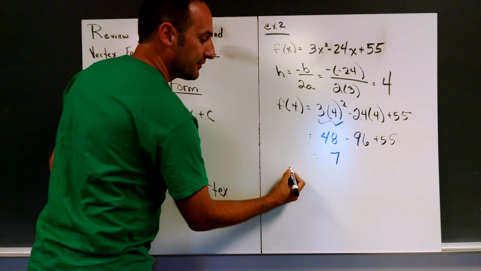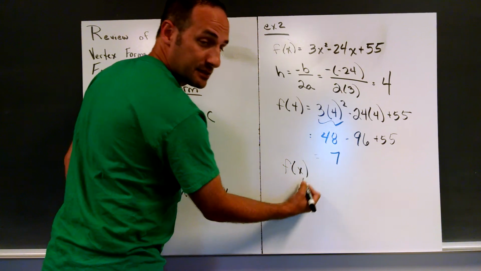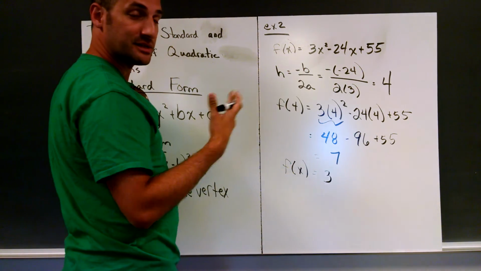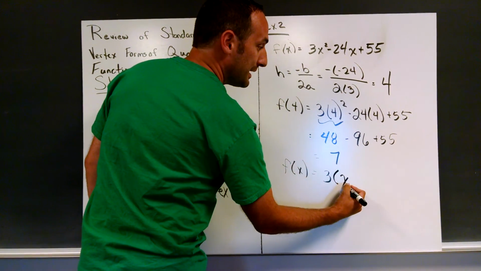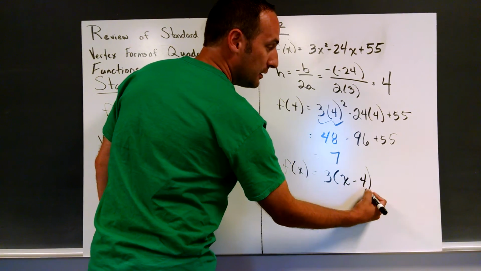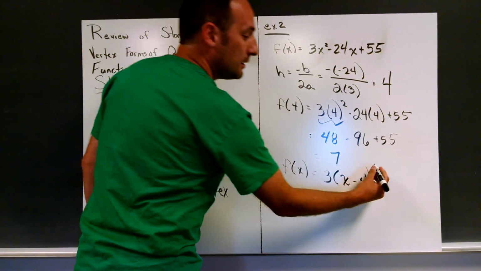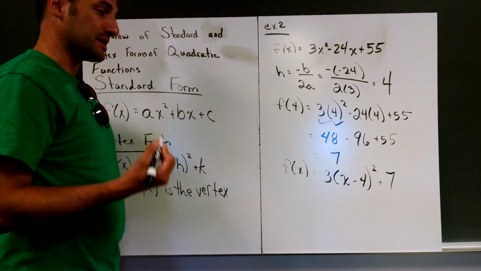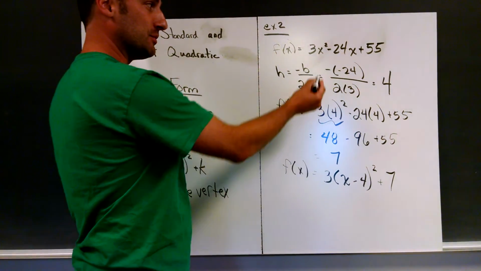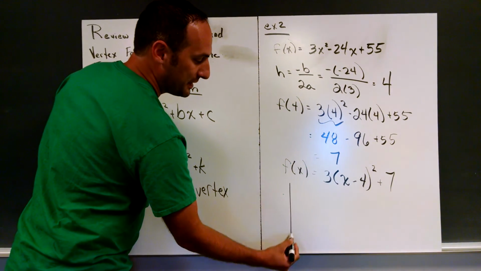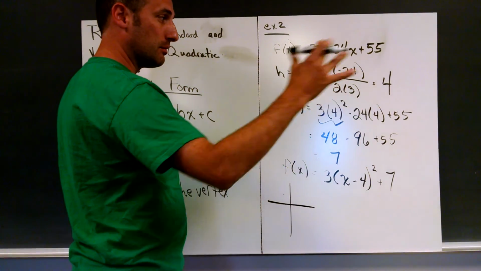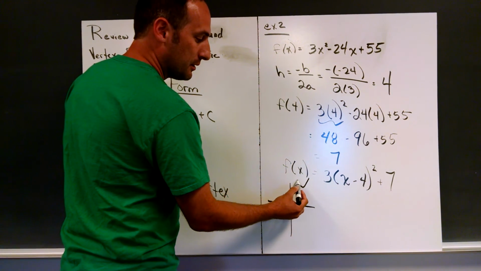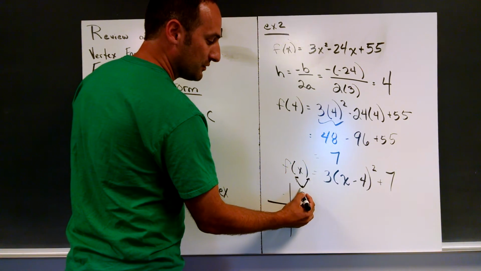Wrapping it all back together to figure out what vertex form would look like, we would say f of x equals 3 because this leading coefficient was 3 and it doesn't change. X minus 4, that was this, 4. And then we got a plus 7 at the end. And our vertex is at 4, 7. This leading coefficient was positive, so I know that this parabola would basically, a very quick looking graph right here, it would start at 4, 7 and open upward. So that's kind of a crude graph right there of what this one would look like.